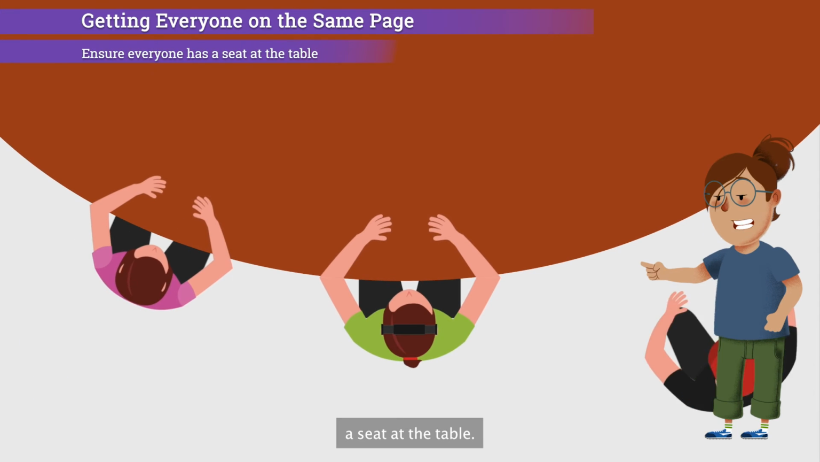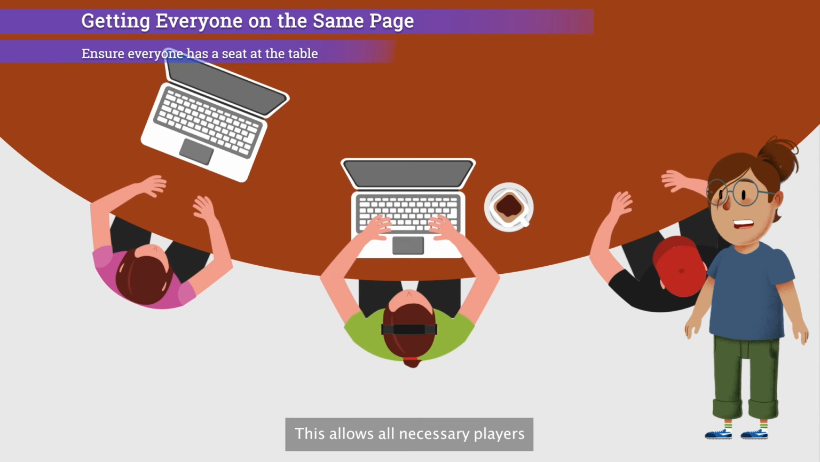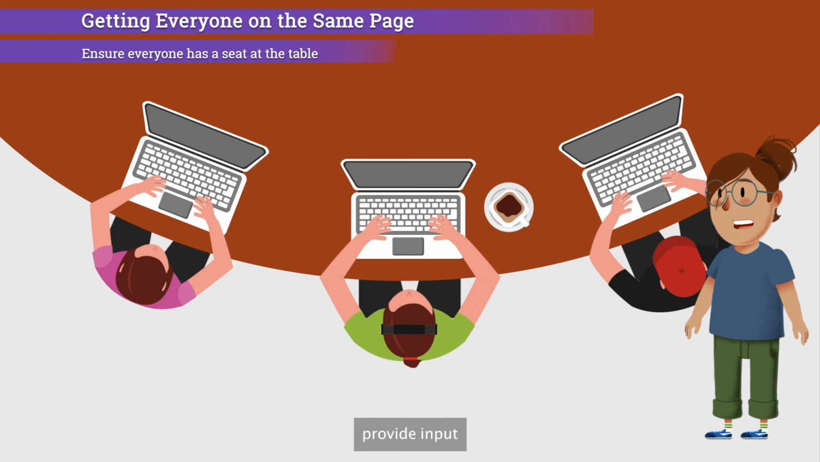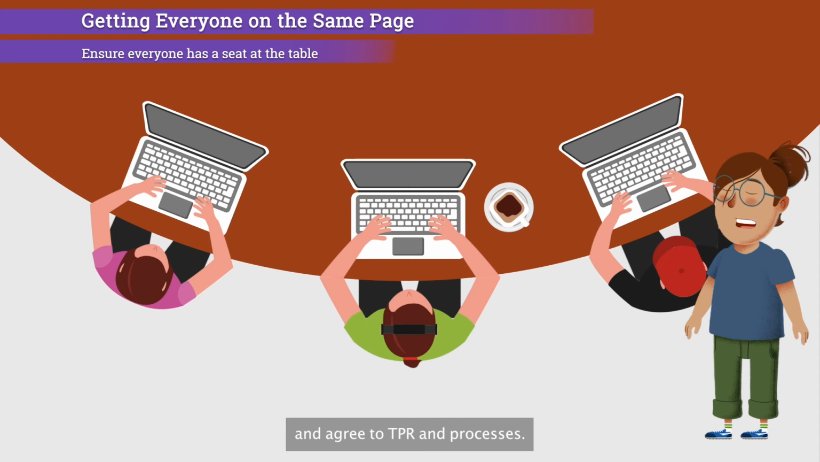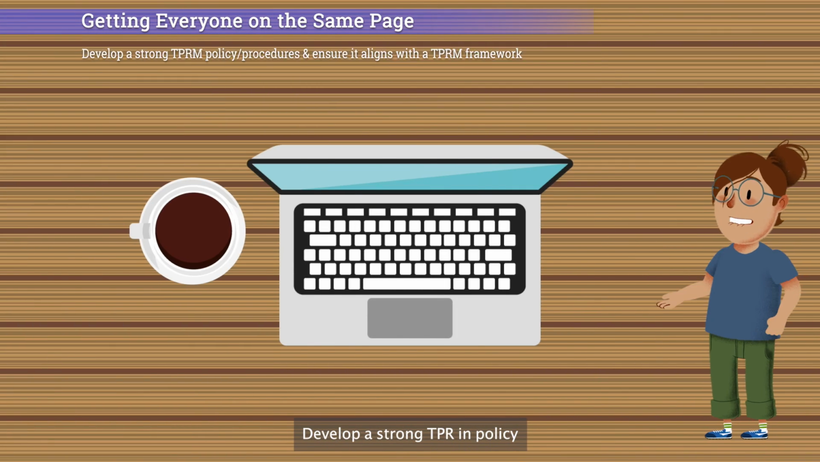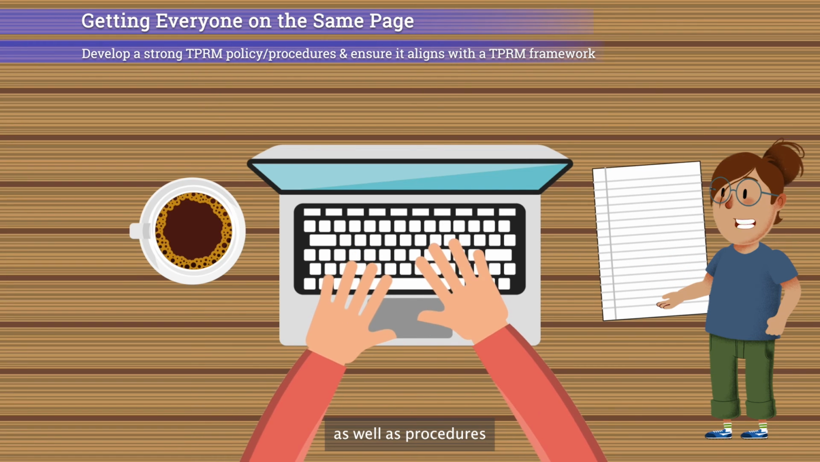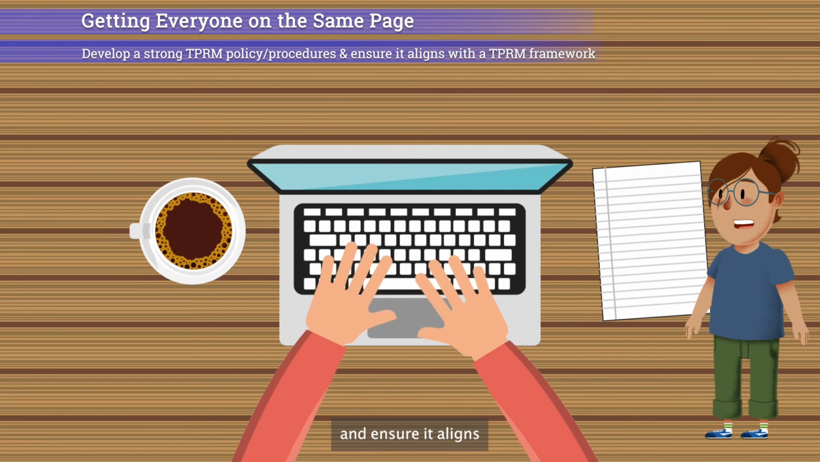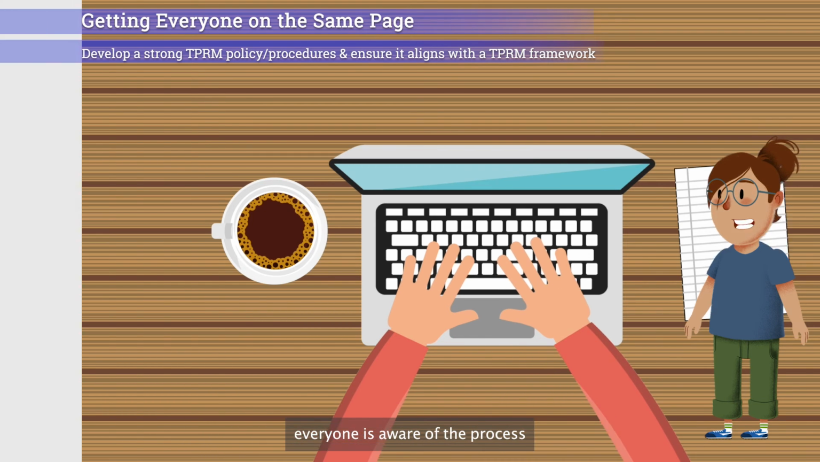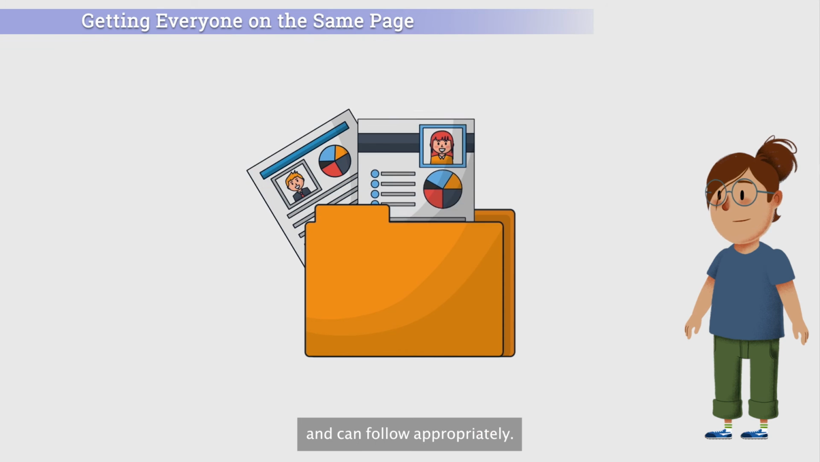Ensure that everyone has a seat at the table. This allows all necessary players to be heard, provide input, and agree to TPRM processes. Develop a strong TPRM policy, as well as procedures, and ensure it aligns with your TPRM framework. This ensures everyone is aware of the process and can follow appropriately.